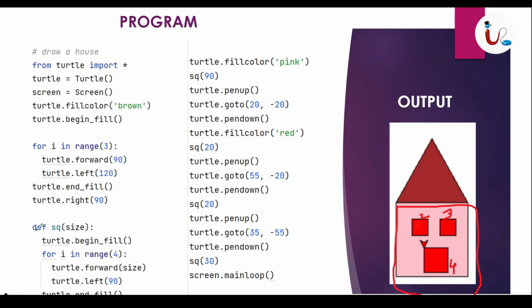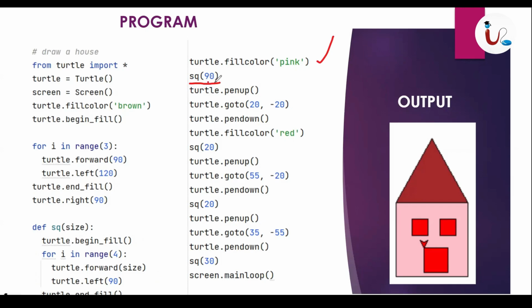So inside the function, you can see I'm adding the begin fill and I'm drawing a square. Whenever you're calling the function, I am passing a parameter size because you can see all the 4 squares have different sizes. So I'm passing size as a parameter. At the end, we are adding end fill also after drawing a square. Now, below the function, we are continuing with the normal code. I'm setting the fill color as pink. Now I'm calling the function sq and I'm passing the size 90.